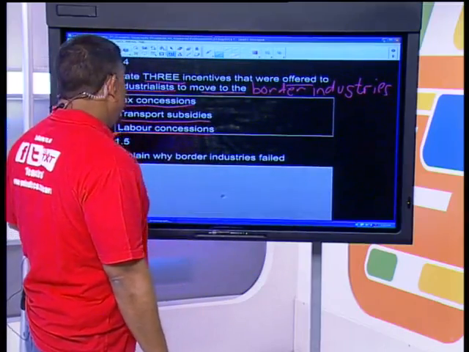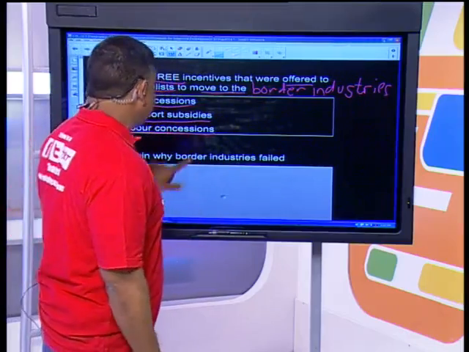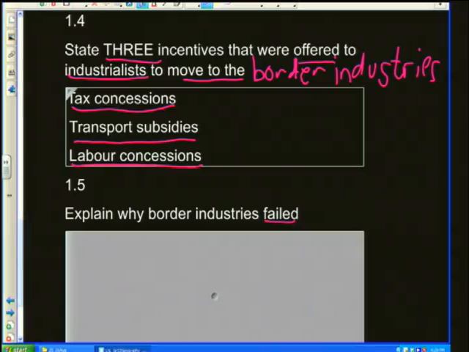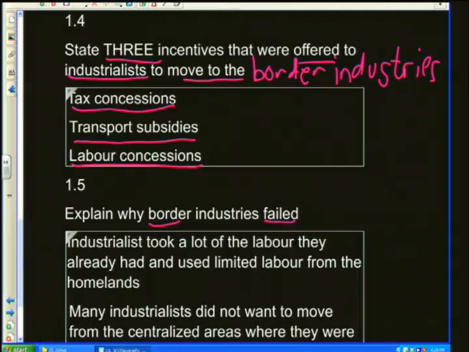Explain why border industries failed. They weren't as successful. And we know that also in the sense that in many cases they had their own labor.